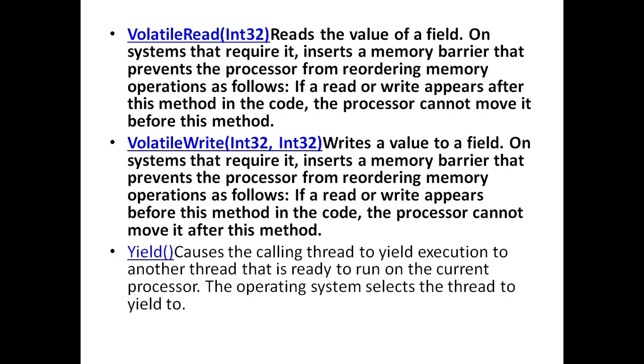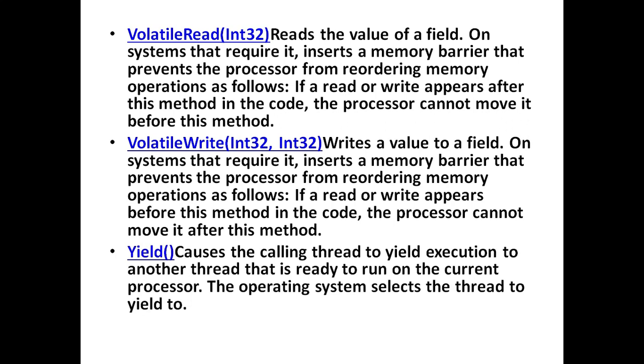Then VolatileWrite with two integer values writes a value to a field. On systems that require it, it inserts a memory barrier that prevents the processor from reordering memory operations as follows: if a read or write appears before this method in the code, the processor cannot move it after this method. The Yield method causes the calling thread to yield execution to another thread that is ready to run on the current processor. The operating system selects the thread to yield.